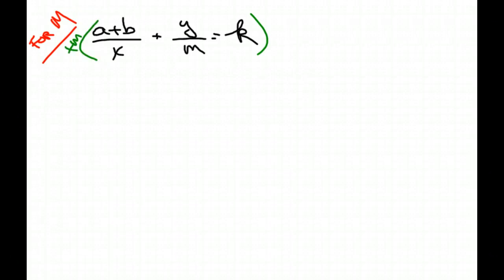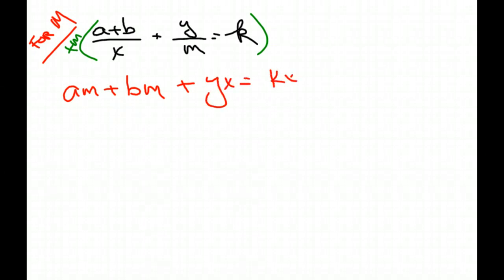Multiply it all by xm. Okay, go ahead and do that right now. So when you multiply everything by the xm, you should end up with am plus bm plus yx equals kxm. Did you guys end up with that?